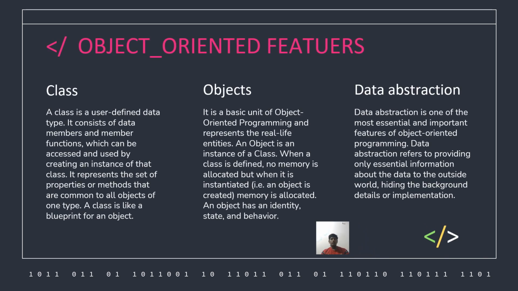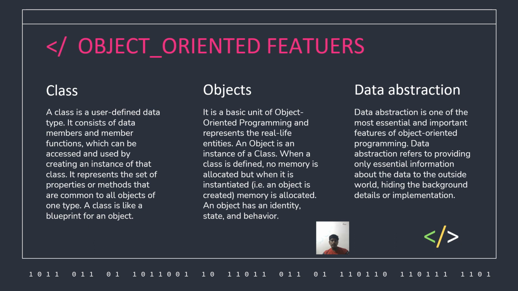Now let us look at the object oriented features. What are the types? Firstly, a class. A class is a user-defined data type. It consists of data members and member functions, which can be accessed and used by creating an instance of that class. It represents the set of properties or methods that are common to all the objects of one type. A class is like a blueprint for an object.